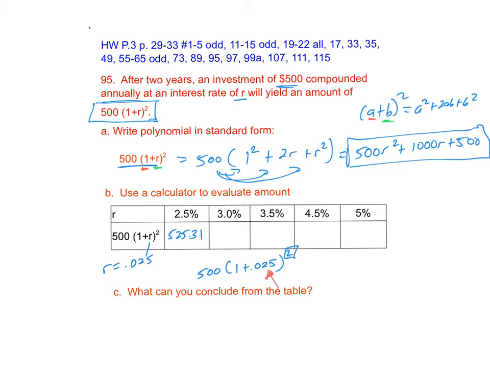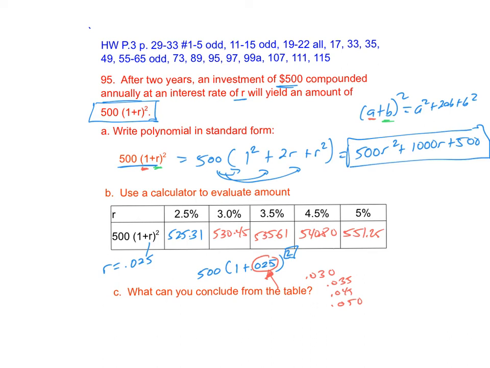And then the only thing you'll need to change is the value for R. So this 0.025 can be replaced by 0.030, 0.035, 0.045, and 0.050 to get the values in the table. So the second value will be $531.45. The next one is $535.61, then $540.80, and then $551.25.